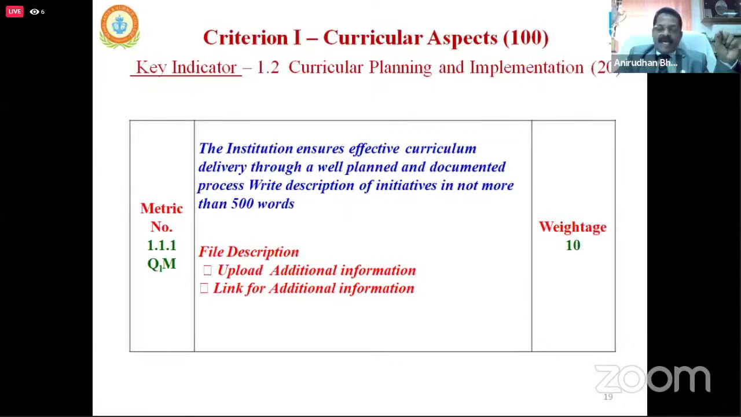And every QlM, we have to be prepared for that QlM when the peer team visits the campus. We have to show some visible documents or the practices or the system in place. That's why it's QlM. The institution ensures effective curriculum delivery through a well-planned and documented process. Describe the initiatives in not more than 500 words. That means what is the process by which you ensure that the curriculum is delivered properly across the semester.